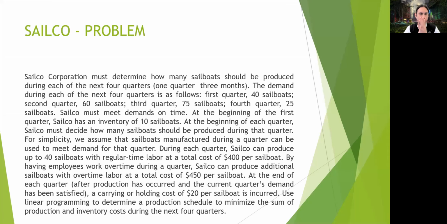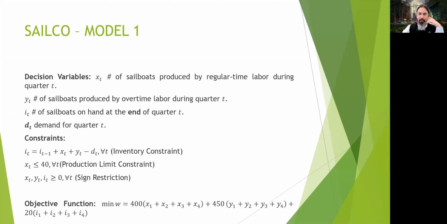So last week we had talked about SailCo, and we said that there could be two different models. In the first model, we had used XT, YT, and IT, and of course DT for the demand, but still XT and YT were our decision variables. IT, the inventory levels, was calculated from XT and YT and DT, of course. DT was our parameter, and IT was just calculated by using this loop over here.